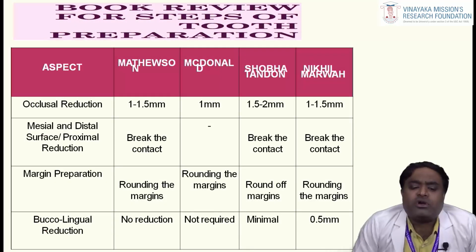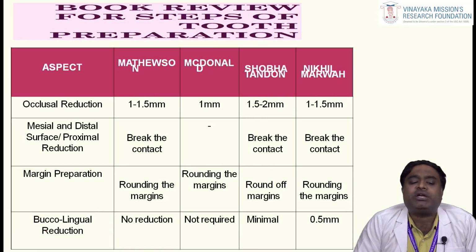So we will see book reviews of the steps of the tooth preparation. First, according to different authors, the occlusal reduction is minimal, 1 to 1.5 mm. We have to break the contact according to all authors, and for the marginal preparation we have to round the margins. For buccolingual reduction, no reduction is required according to a few others. Only Nikhil said 0.5 mm of buccolingual reduction is required.